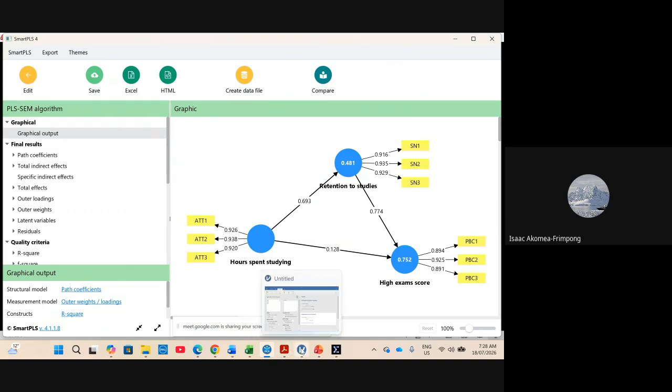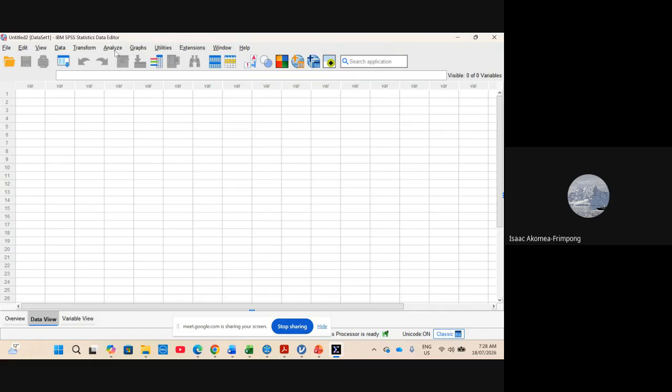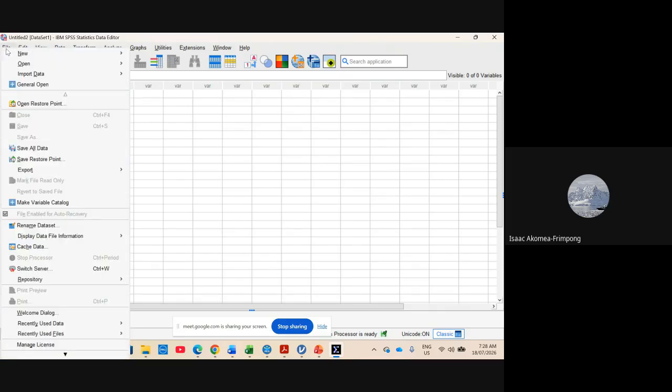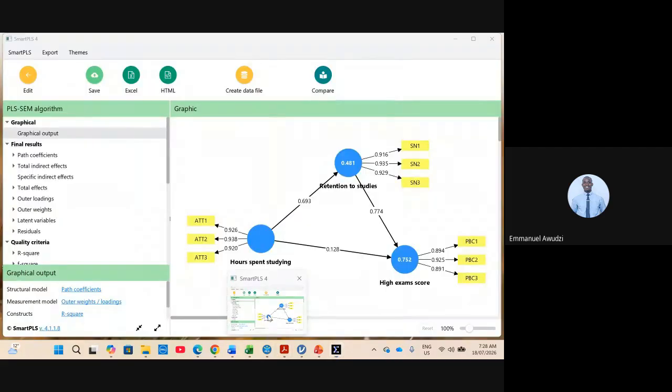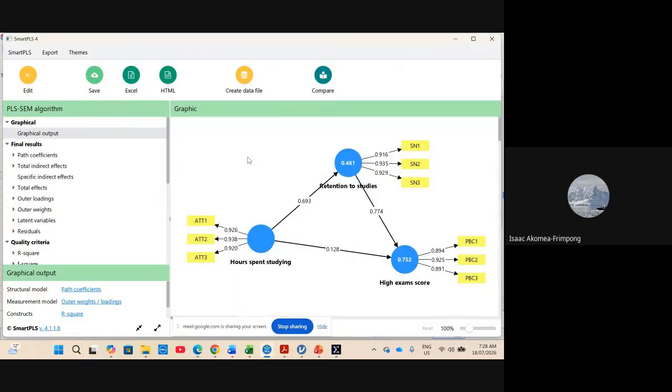There are many situations where you run factor analysis and you won't get good results. Is there anyone here who has run factor analysis before? Yes, Doc. When you run your factor analysis, do you always get 0.7 and above? No, please, you get some even 0.3. So in that case, what do you do?